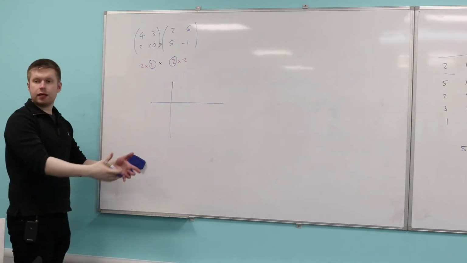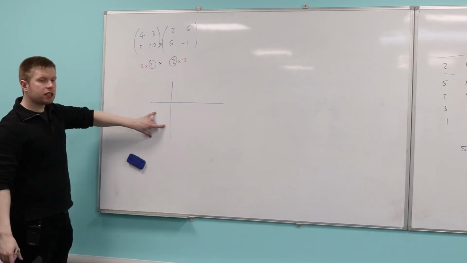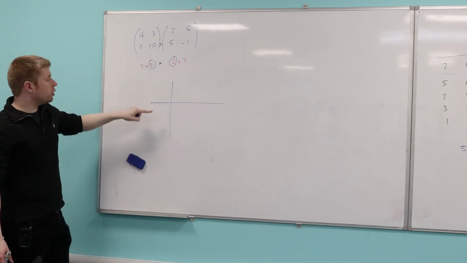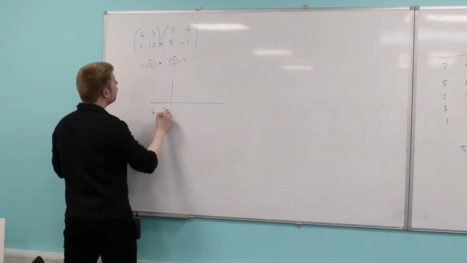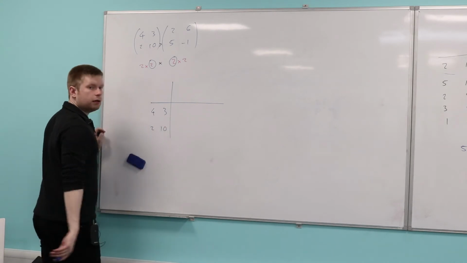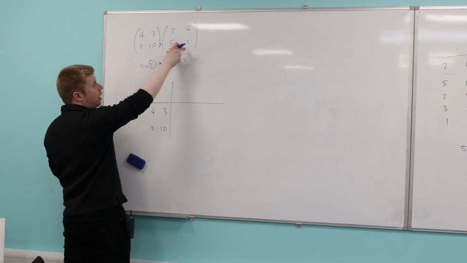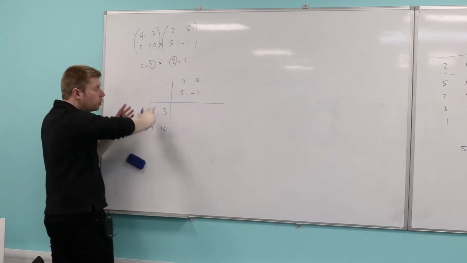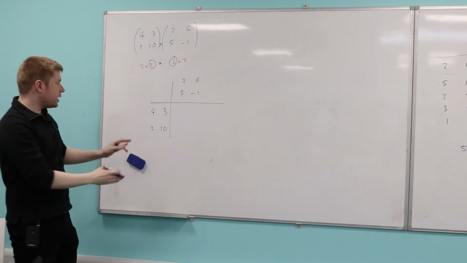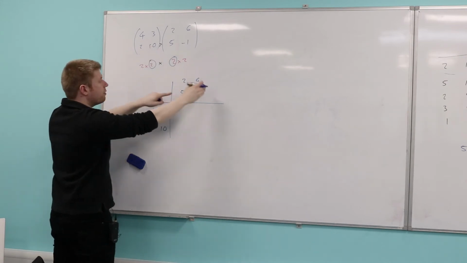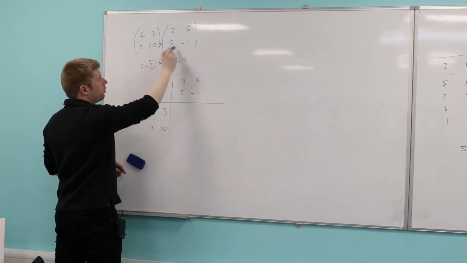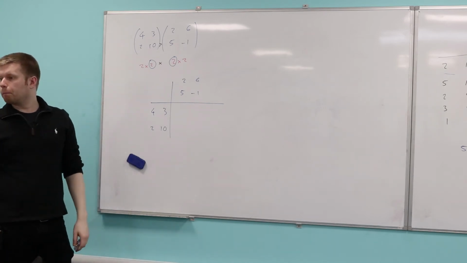So set up something like this, okay? Put the first matrix down here. This is the first matrix, put it down here. 4, 3, 2, and 10. Put the second matrix up here. So let's just copy it down. 2, 6, 5, negative 1. You notice you copy it exactly. So this looks exactly the same as this. So on the top you've got 2 and 6. On the bottom you've got 5 and negative 1 in that order.